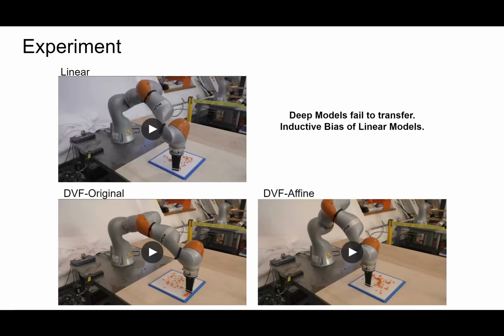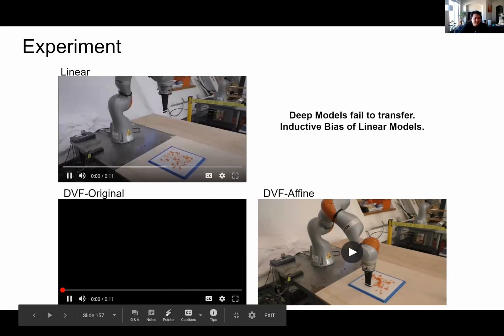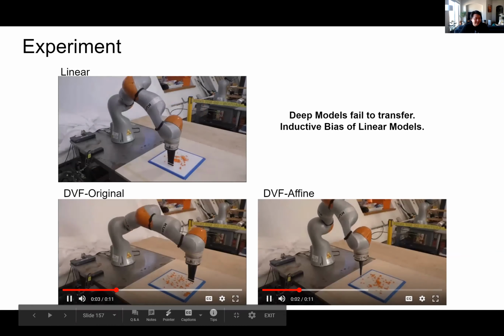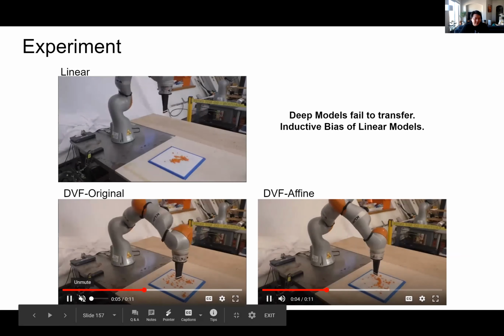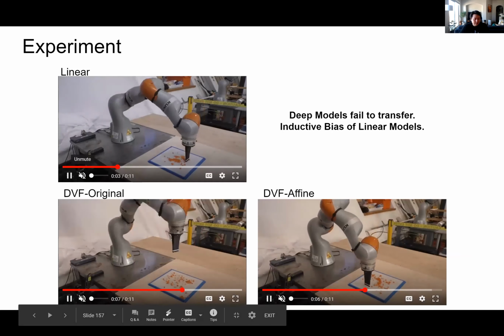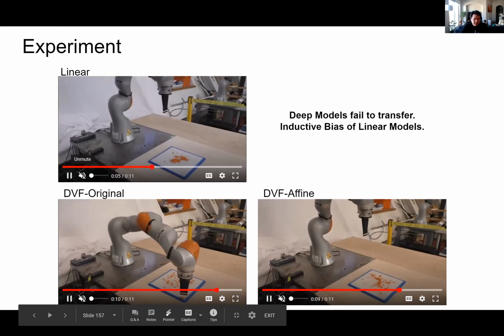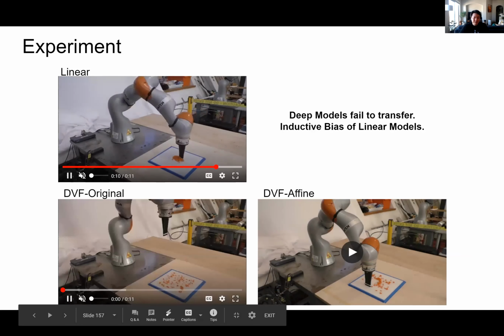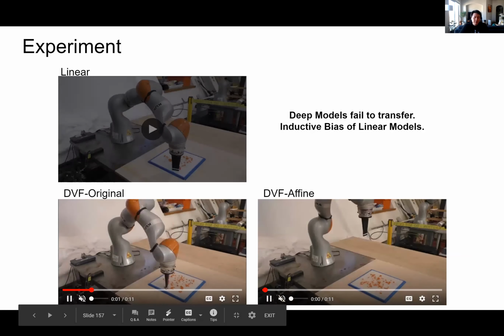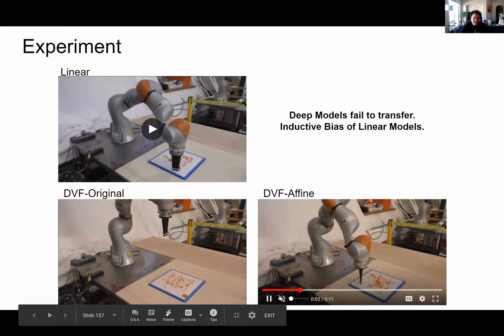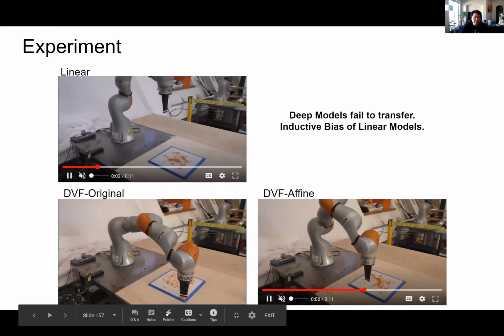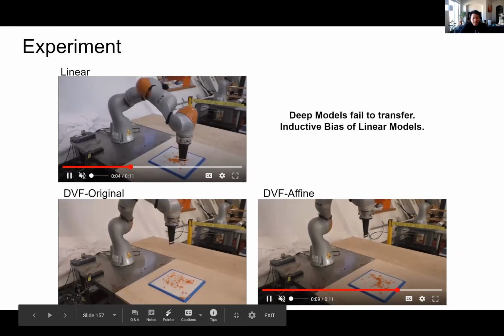Okay. So if we put this on a real robot, we actually see that the linear model is able to do this really well. The original fails as expected, but the AFI model, which used to succeed in simulation, is now failing, which clearly states that deep models are overfitting to the simulator environment. So for this problem, at least, it seems to be the case that linear models have amazing inductive bias. Next slide, please.